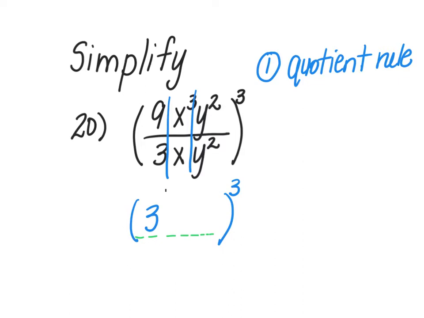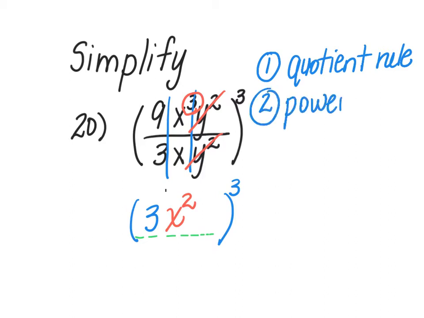All right, now I'm going to move on to my base of x. I have more x's on top, so I'm going to write my base of x on top. 3 take away 1 is 2. Now moving on to my y's, I've got 2 y's on top and 2 y's on the bottom, so they cancel each other out. So I don't need to have anything to do with my y's. Now I'm going to look at this outside power and get rid of it.